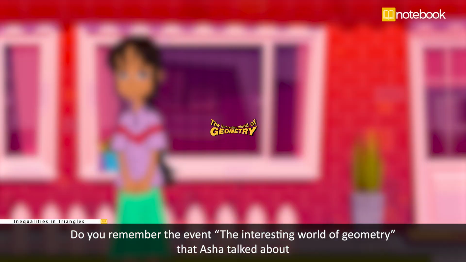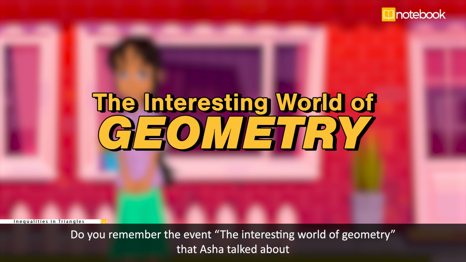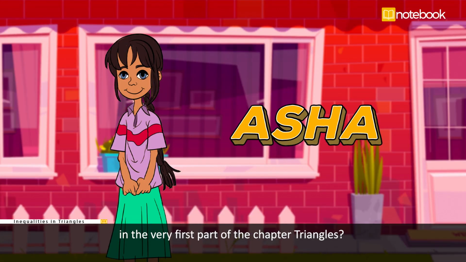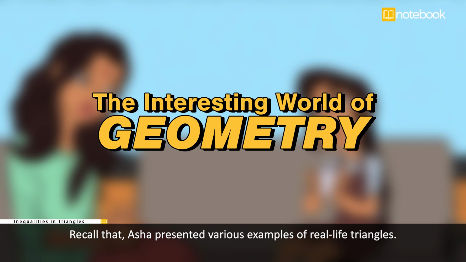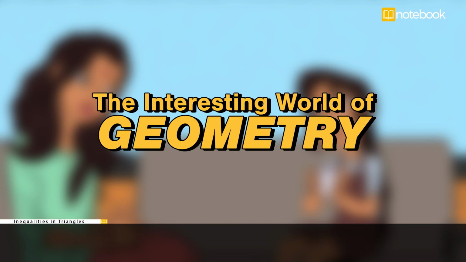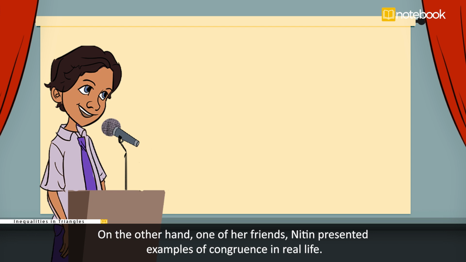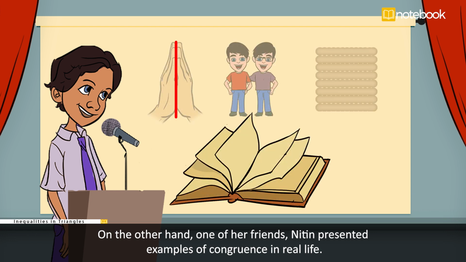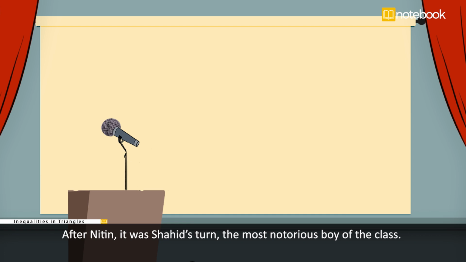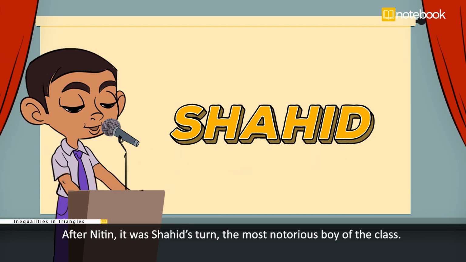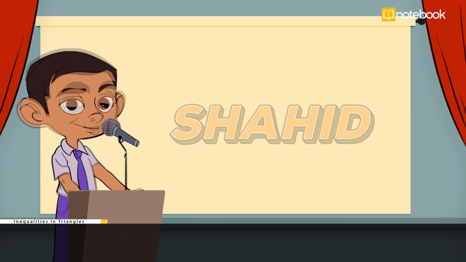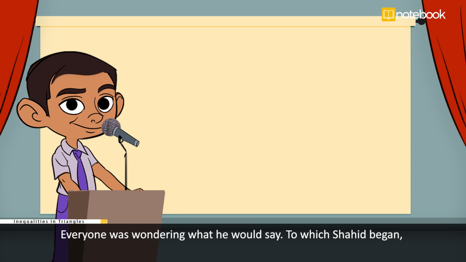Do you remember the event, the interesting world of geometry that Asha talked about in the very first part of the chapter, Triangles? Recall that Asha presented various examples of real life triangles. On the other hand, one of her friends, Nitin, presented examples of congruence in real life. After Nitin, it was Shahid's turn, the most notorious boy of the class. Everyone was wondering what he would say, to which Shahid began.